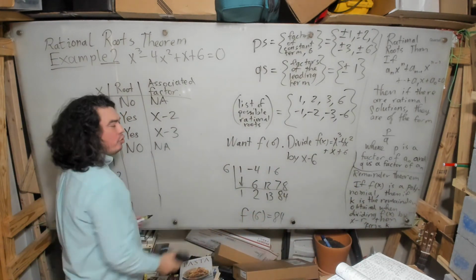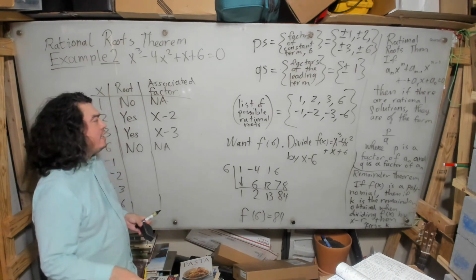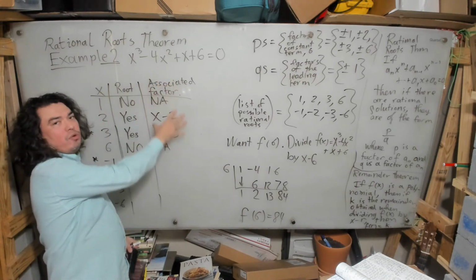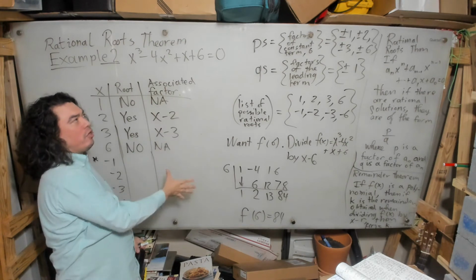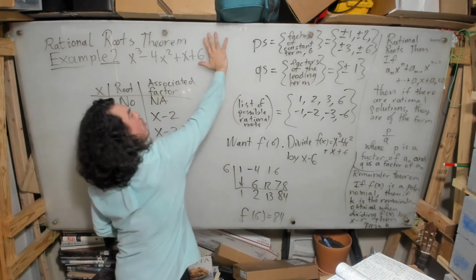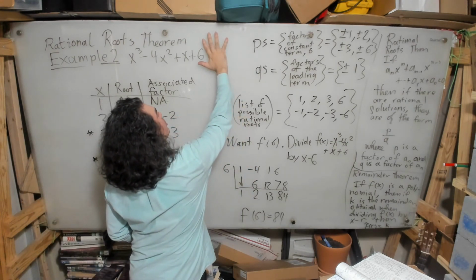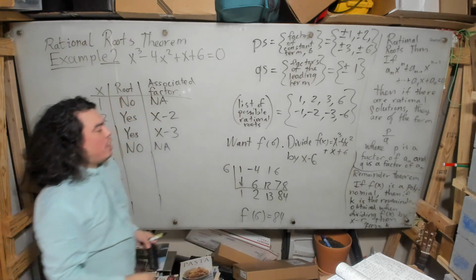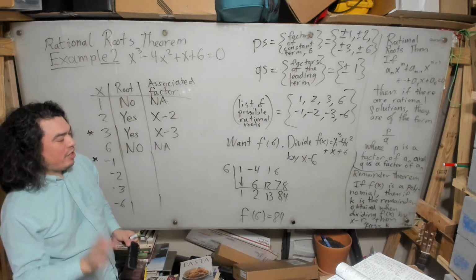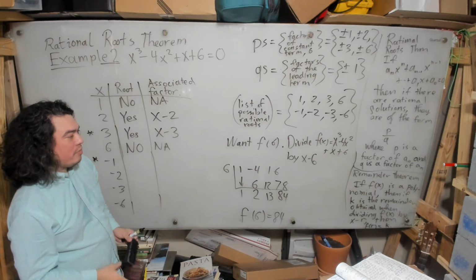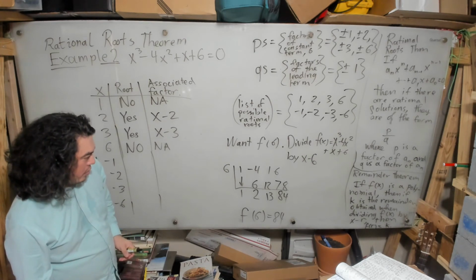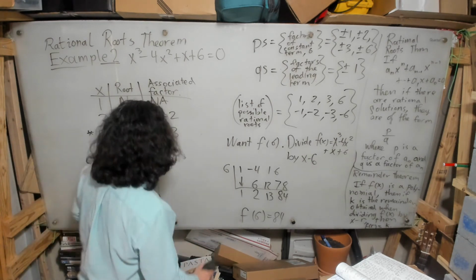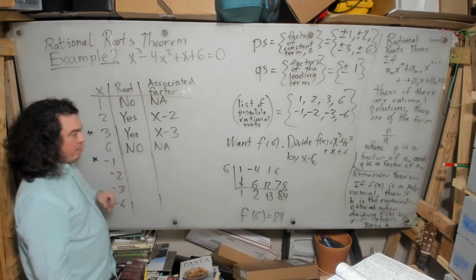Now I know it might be super finicky to say this, but I think you guys have already seen here that when I say associated factor, I'm talking about a factor of the polynomial on the left-hand side of the equation, right? So I just want to make sure that you guys know that that's what I'm talking about. And now finally, we're going to evaluate it at negative 1, right?